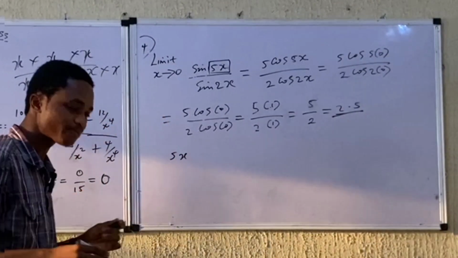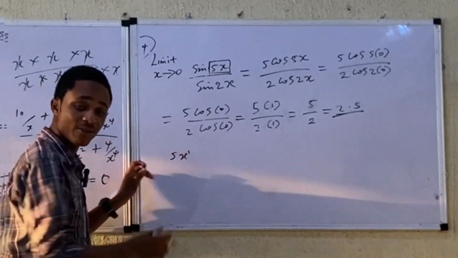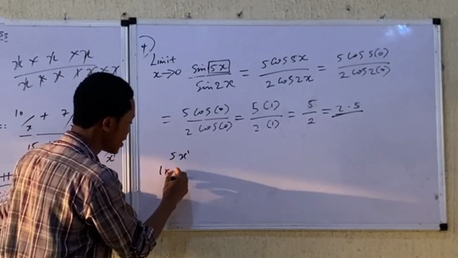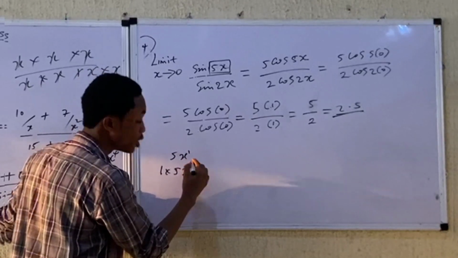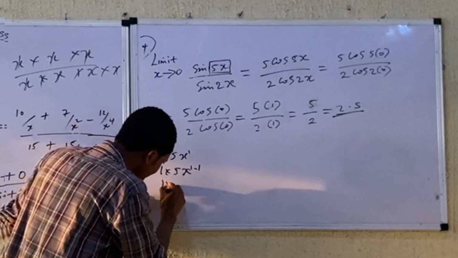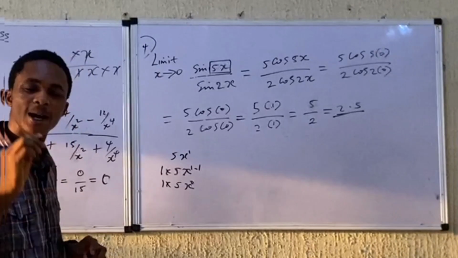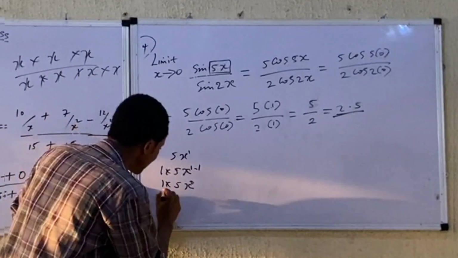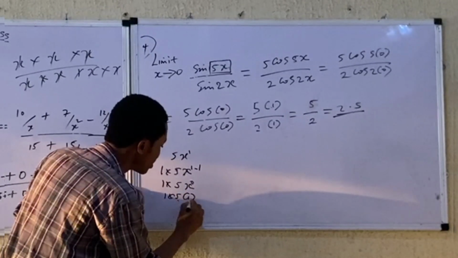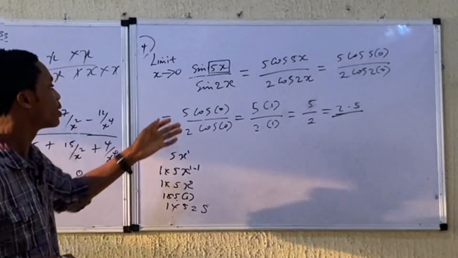5x. Remember, this is raised to the power of 1, right? Differentiating this x, the power, which is 1, comes in front: 1 times 5, x. Now remove 1 from the power. 1 minus 1 is 0. Anything raised to the power of 0 is 1. Remember that: everything raised to the power of 0 is 1. This leads to 1 times 5 raised to the power 1, so 5 times 1 is 5. That is how we got to this place.